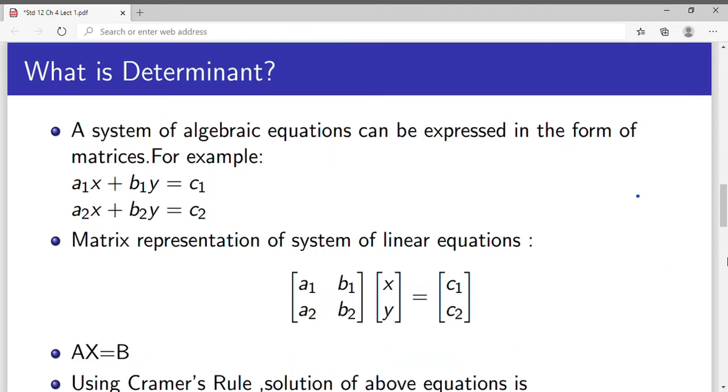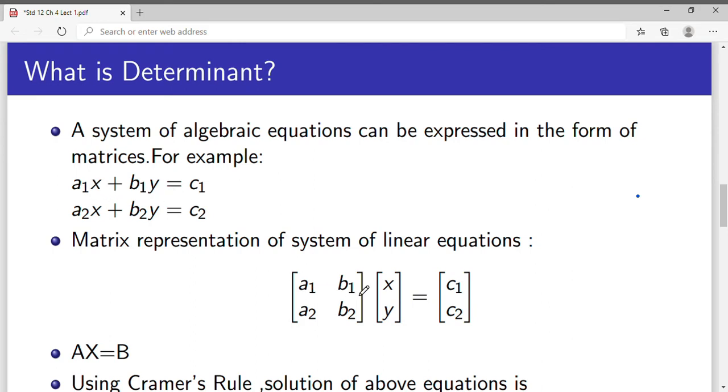Now we discuss what is a determinant using a simple example of a system of linear equations. A system of algebraic equations can be expressed in the form of matrices. For example, a1x plus b1y equal to c1, a2x plus b2y equal to c2. Here we consider a system of linear equations with two variables x and y. Now the matrix representation of the system of linear equations: a1 b1 a2 b2. Here the first matrix contains the coefficients of x and y.